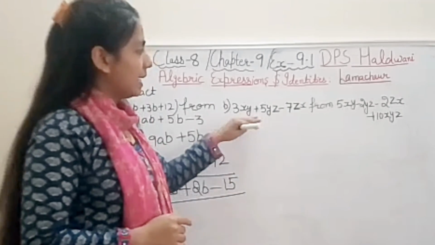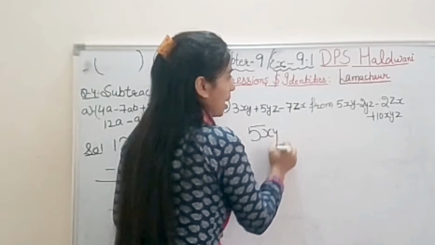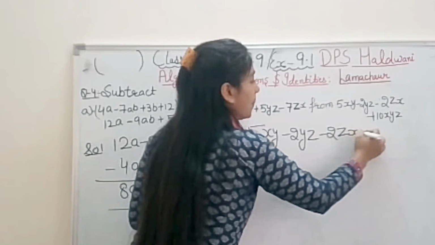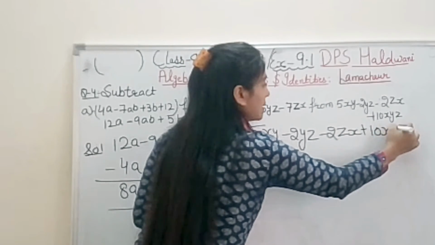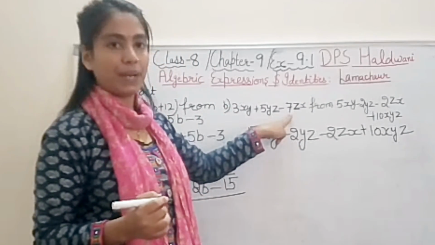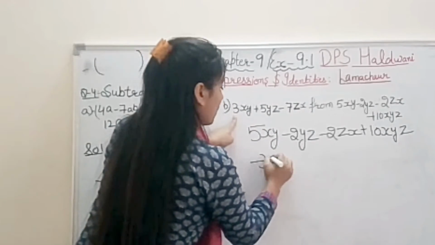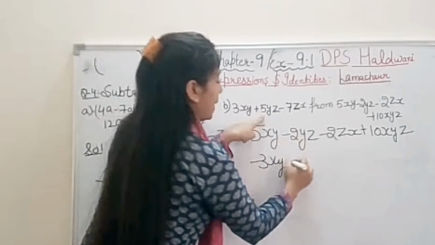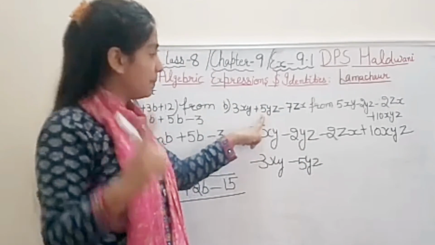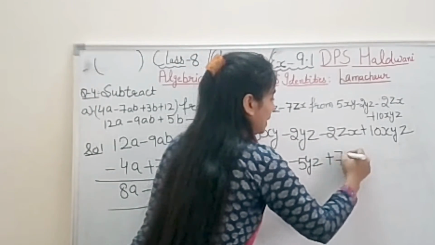Now coming to our B part, this expression from this. So the term after 'from' comes first. 5xy minus 2yz minus 2zx plus 10xyz. This term will be subtracted. This one is subtracted from this term. Okay, so again the sign will change. Minus 3xy. The yz term, minus 5yz. You will see the variables, same variables, like variables. Zx. Here is zx, so it will be plus 7zx.